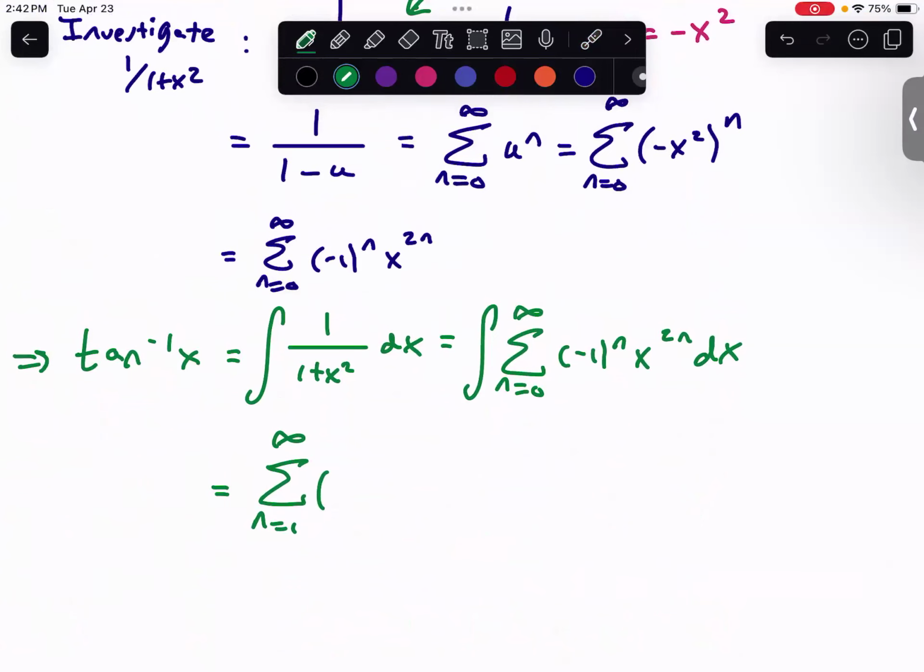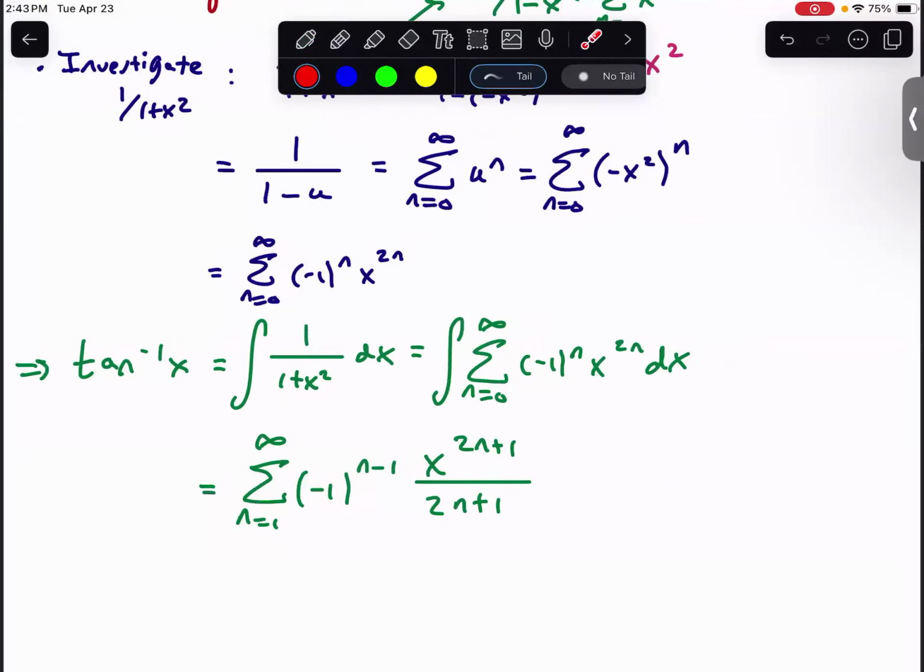So this ends up being equal to minus 1 to the n minus 1, which I'll explain because I feel like that's probably confusing people. And then when you're integrating, it's going to be x to the 2n plus 1 over 2n plus 1. Okay, so the reason why I changed this is I needed to make sure.